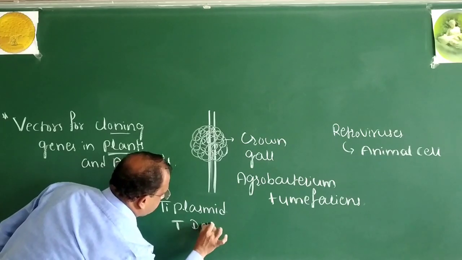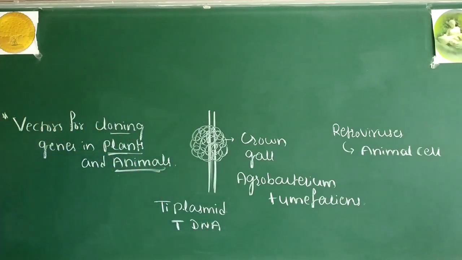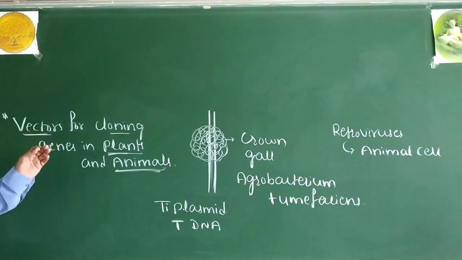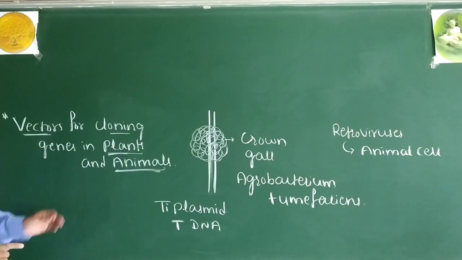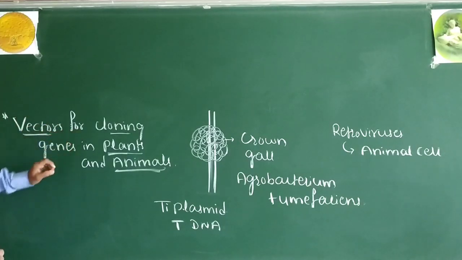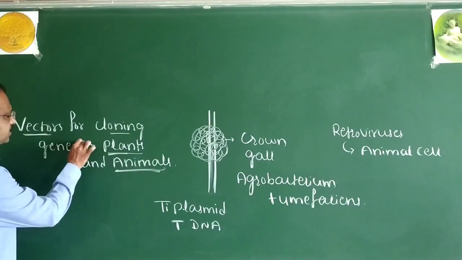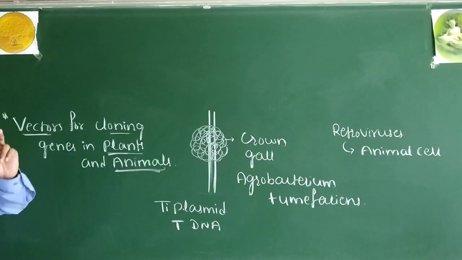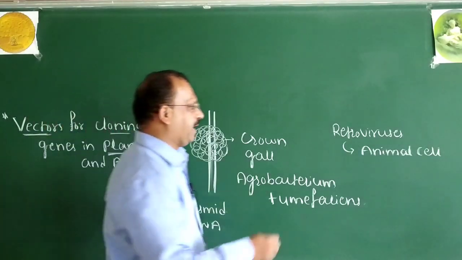Okay, dear students, now look over the next matter: vectors for cloning genes in plants and animals. Vectors for cloning genes in plants and animals. Two points are there, you have to take care.